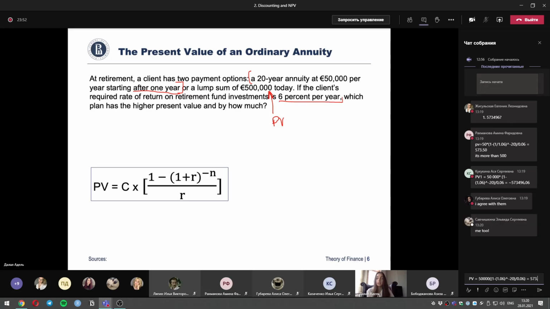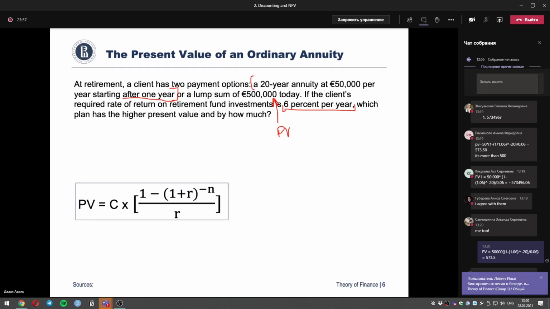So where can we find the discount rate for this case? In this task, it is 6% per year, but if your client had such a choice between two options, which rate would you advise him to choose? Again, if you're ready, just please raise your hand.